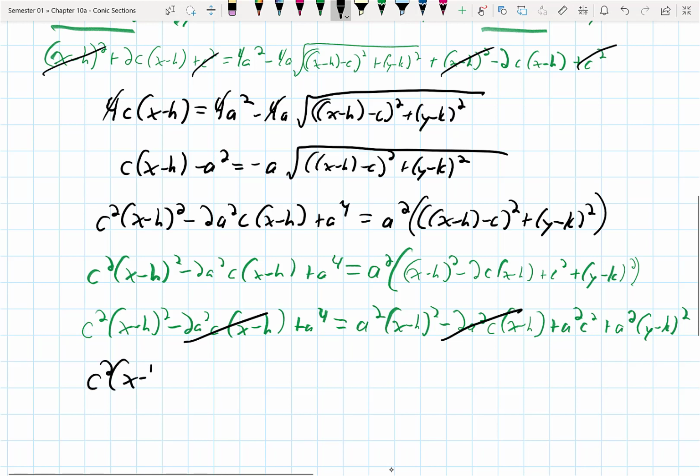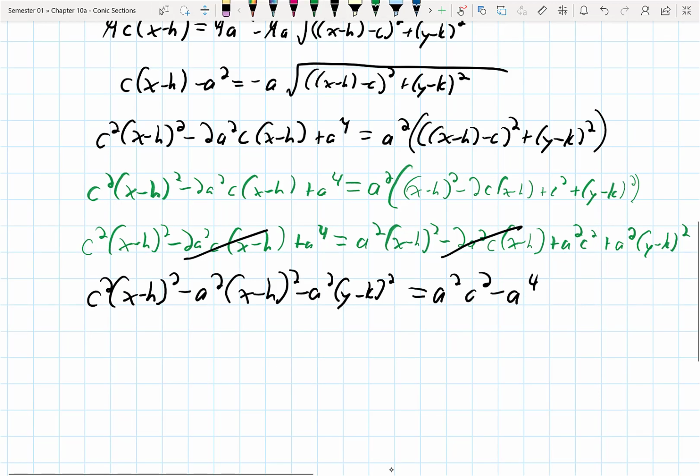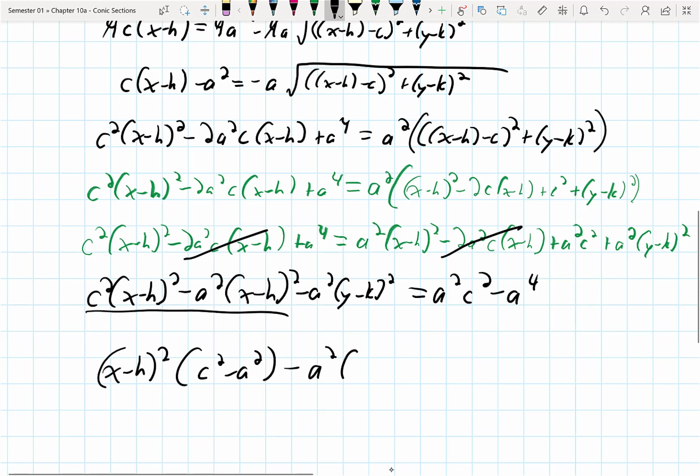I'm going to subtract the x minus h terms over to the other side, like this term's going to swing over here. Let's move the a to the fourth over to the right side. So then on the right side, I have a squared c squared minus a to the fourth. Oops, got to slide this over to the right. Forgot my minus a squared times y minus k squared. And let's make sure that's c squared, and we're okay. All right, group this, factor x minus h squared out, and I get c squared minus a squared. Then I have minus a squared times y minus k squared. We're going to factor an a squared out and get c squared minus a squared.